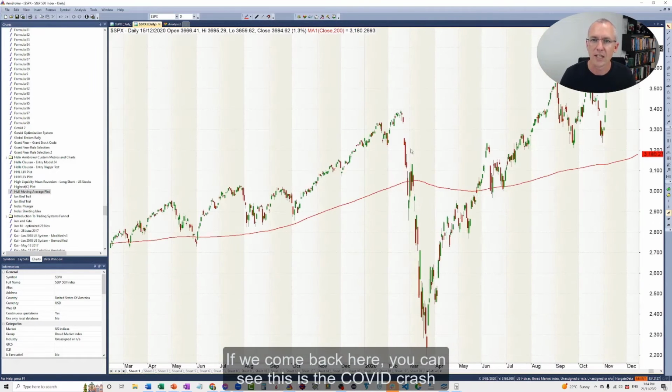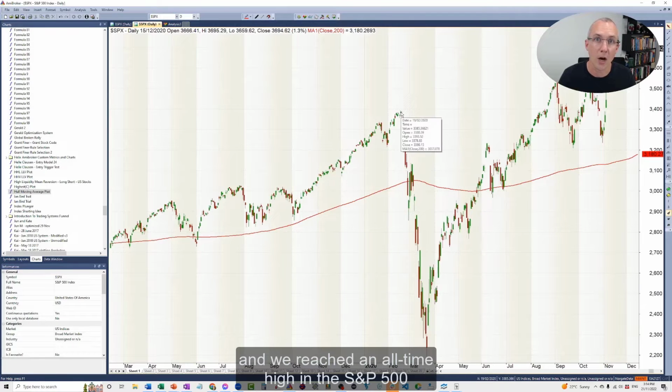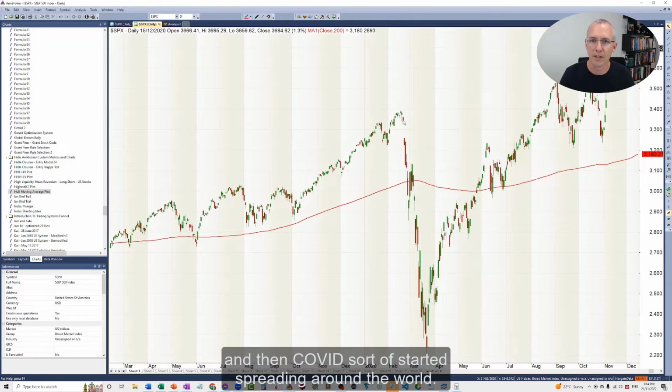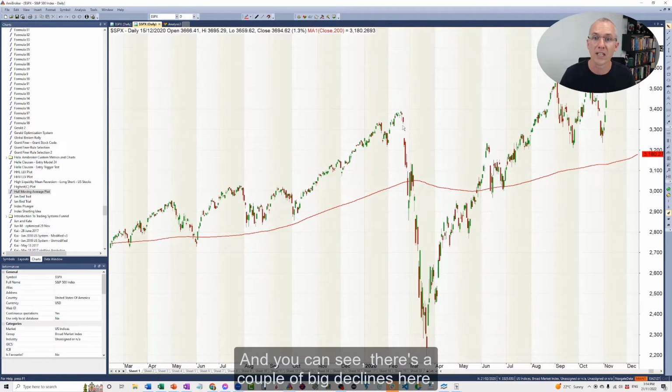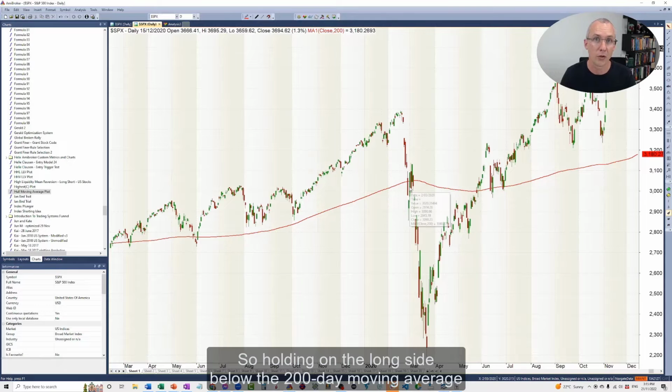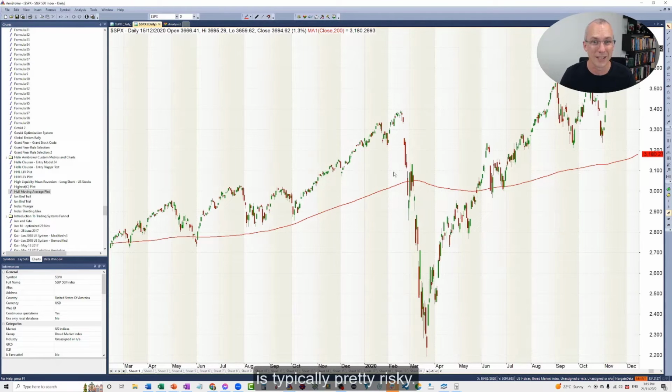If we come back here, you can see this is the COVID crash, and we reached an all-time high in the S&P 500 just before COVID, and then COVID sort of started spreading around the world, and you can see there's a couple of big declines here. So yes, some declines can happen above the 200-day moving average, but there was a big consolidation around the 200-day moving average level, and then below the 200-day moving average, there were much higher volatility and a much greater decline in price. So holding on the long side below the 200-day moving average is typically pretty risky.